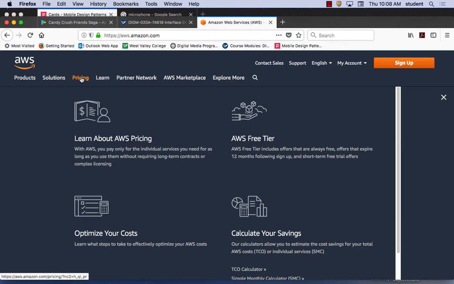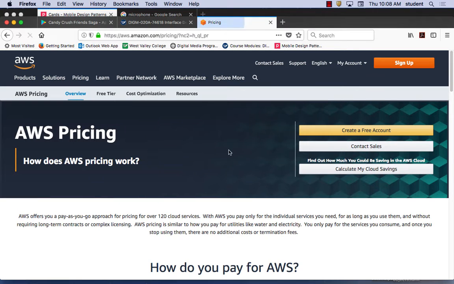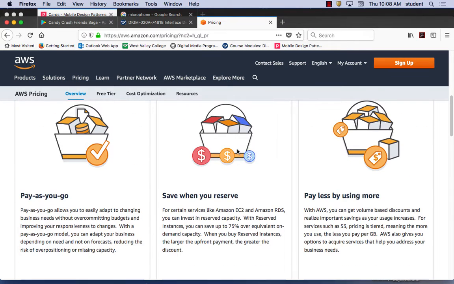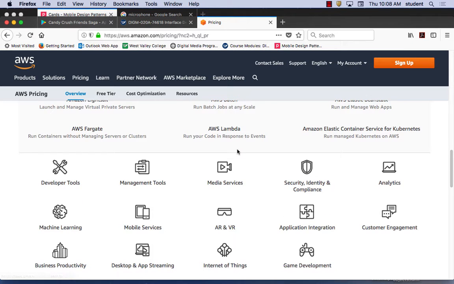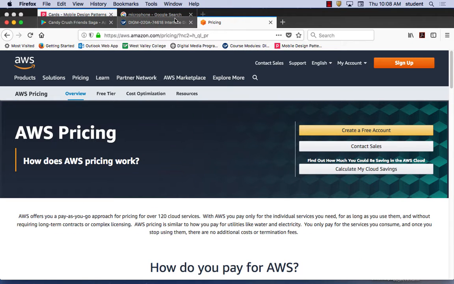Oh, here's pricing. Let's see. Pay as you go. And so on. So it was a big business decision, I think, that they went into this early on in the cloud computing idea.